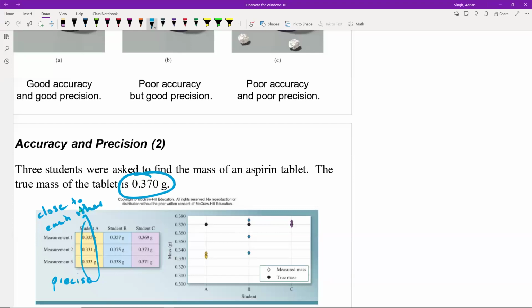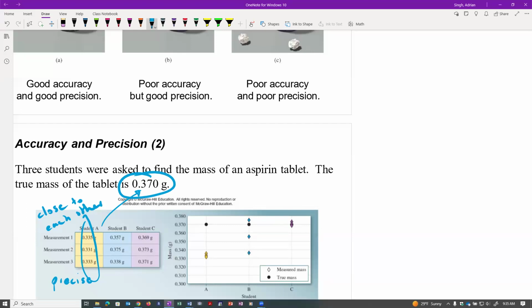However, comparing them to the true value of 0.37, right? They're not close to the true value. So it's precise, yes, but it's not accurate.